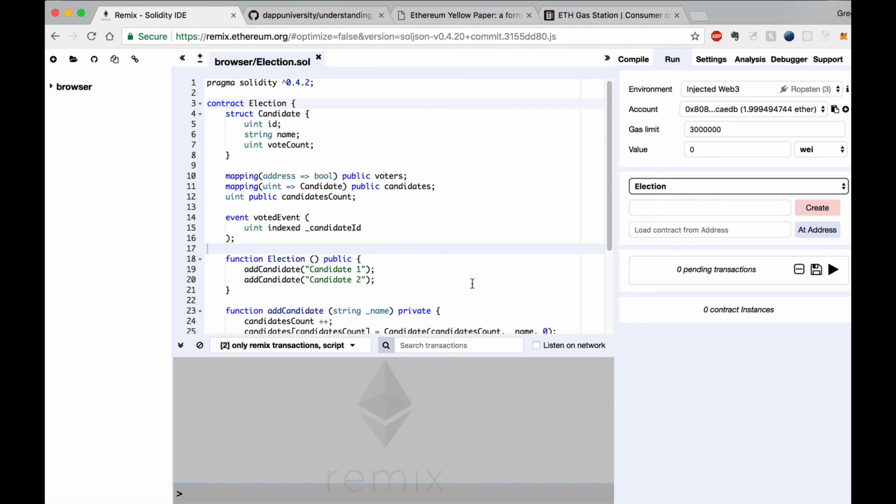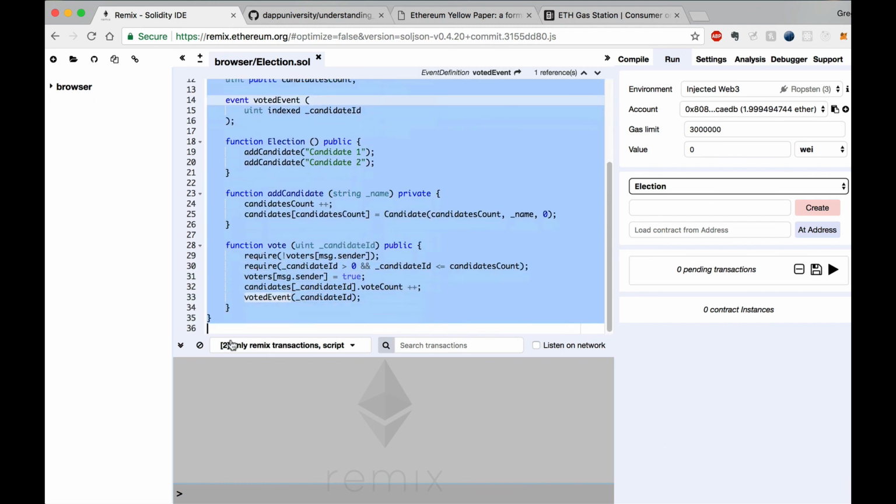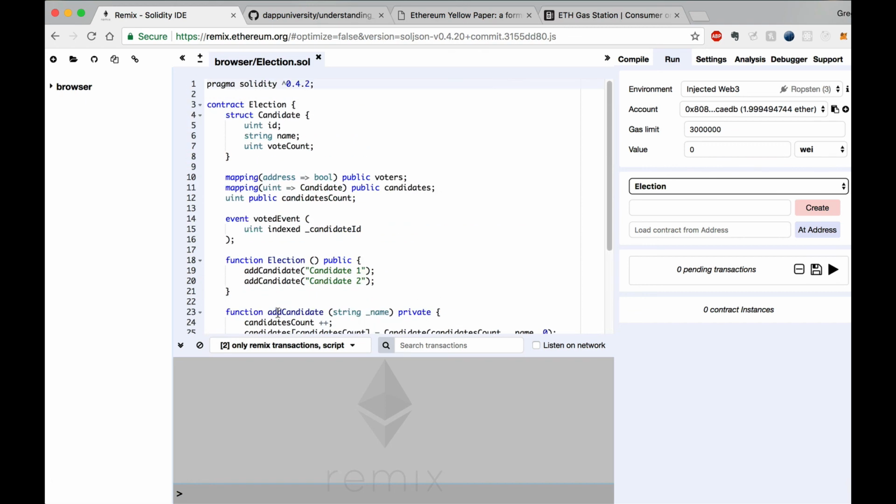So let's take a look at how gas works in the context of a smart contract and how we would use gas if we were going to interact with this smart contract on the blockchain. Now I'm using Remix, which is a browser-based IDE put out by Ethereum. And I have a smart contract here that I've written. This is an election smart contract that basically allows users to vote in an election for different candidates.